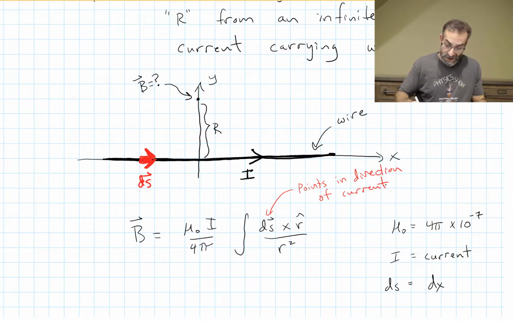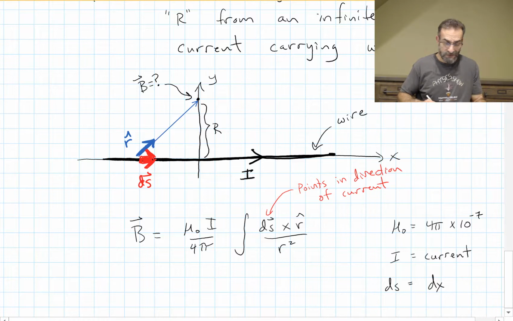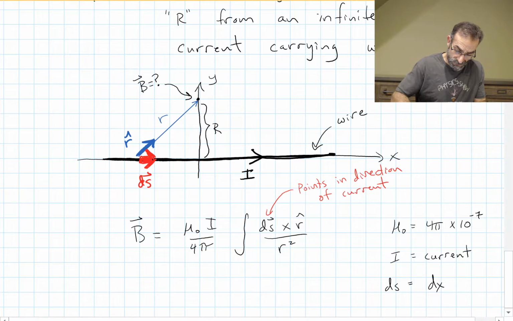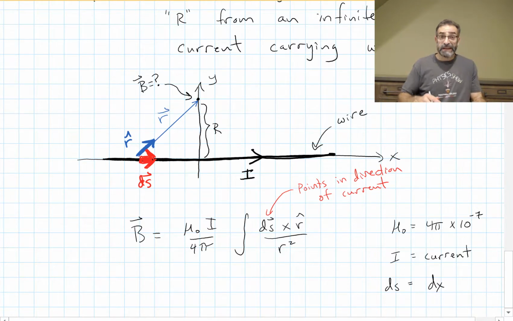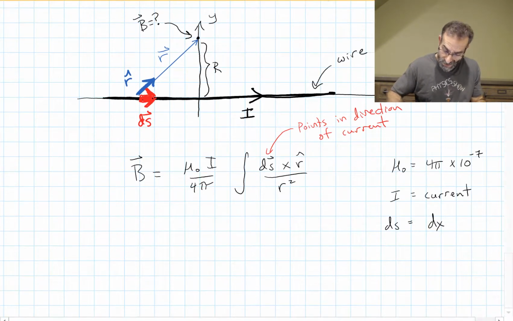R hat is a unit vector that points from ds to our point of interest. And our point of interest is over here. So R hat points in that direction. And this big vector that is R, R is the vector that connects ds to our point of interest. So ds cross R hat, let's see, what is that?